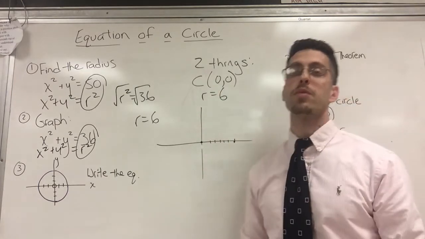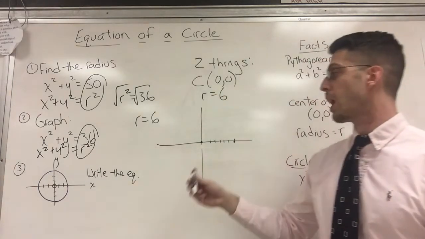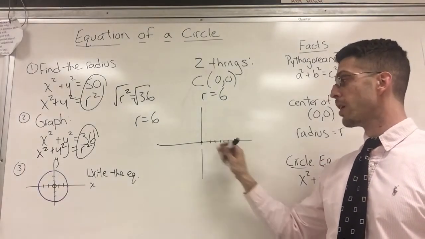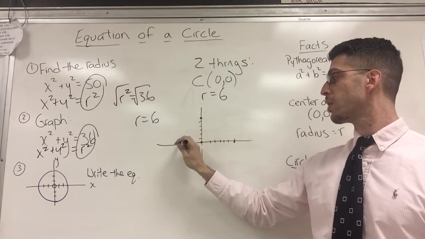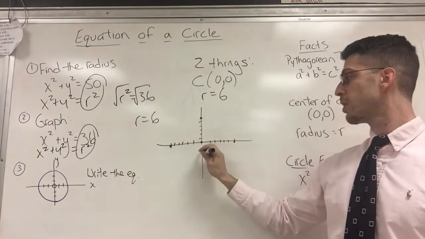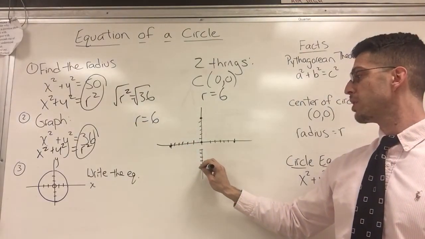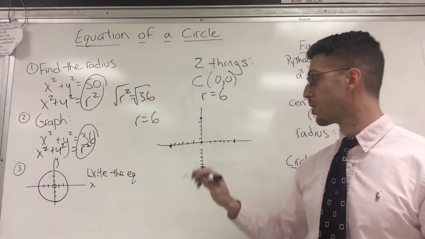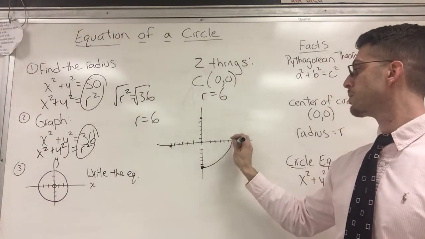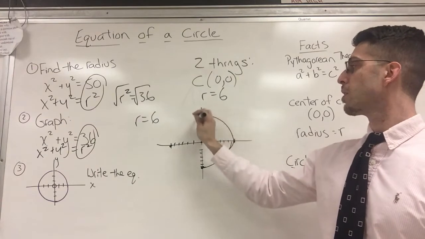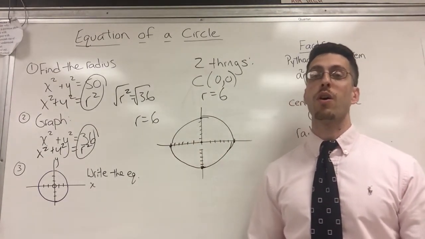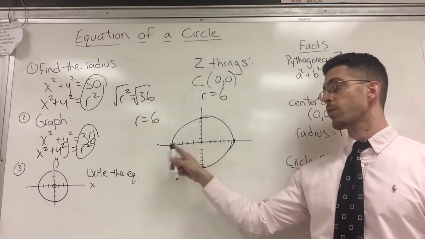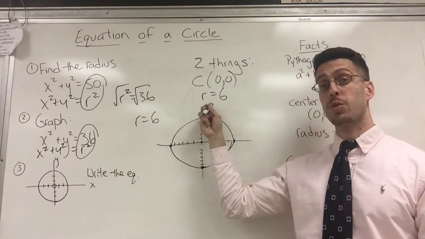If you don't have a compass and you have to just cheat and sketch it, this is how I cheat. I go 6 to the right, 6 up, 6 to the left, 6 down, and then I sketch my circle. And I missed. But it's just a sketch. Doesn't have to be perfect, and there you go. So how does your teacher know? They just count the radius and they see you knew exactly what you were doing.